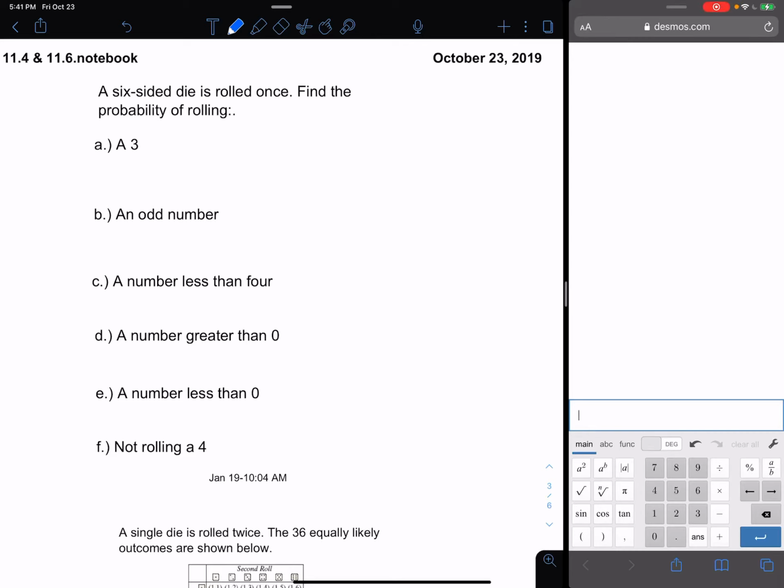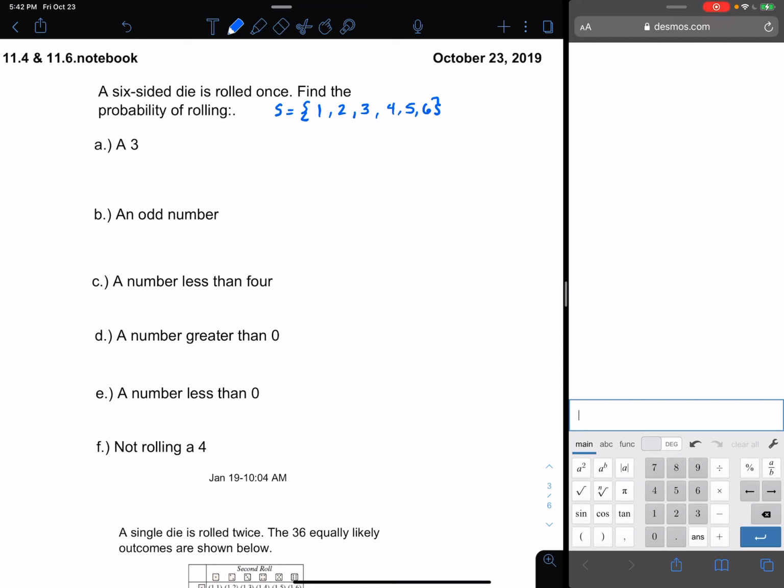Let's look at some theoretical probability examples. So a six-sided die is rolled once. Find the probability of rolling, and then we have multiple different things that we're going to be looking for. So in this case, the sample space, all of the different possible options, are 1, 2, 3, 4, 5, or 6. Right? Those are the different things that we could get when we roll a six-sided die.